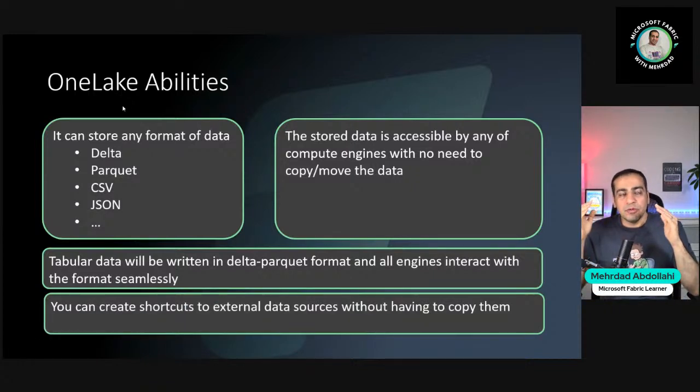And lastly, an interesting thing in OneLake is that you can create shortcuts to external data sources that are sitting outside of Fabric, or even in another cloud provider. You don't have to copy them. It is only a shortcut. Just read the data, process it, and then report on it.